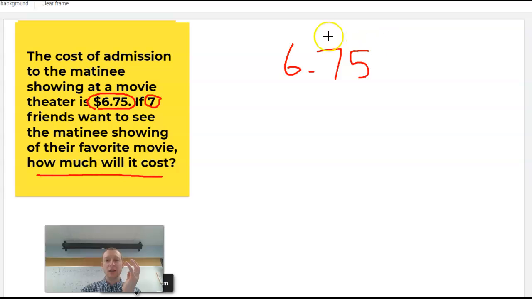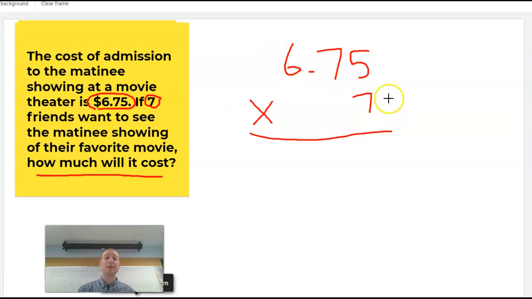If 7 friends want to see it, how much will it cost? So really what we're doing is each friend's going to pay $6.75, right? So we're going to do $6.75 7 times. So I think in this case we are multiplying, right? Because we got $6.75 and 7 friends want to see it. How much will it cost, right? What's the total? Okay, so in this case, we're not just adding $6.75 plus 7 friends. That wouldn't make sense. We're going to do $6.75 times the 7 friends because each friend will have to pay $6.75. So remember, when we multiply, we're going to ignore this decimal point.